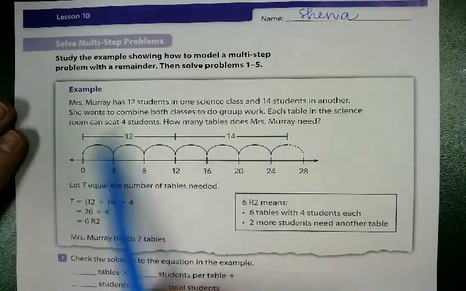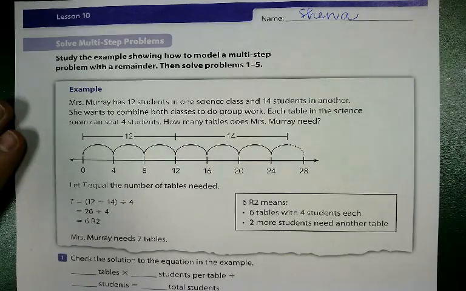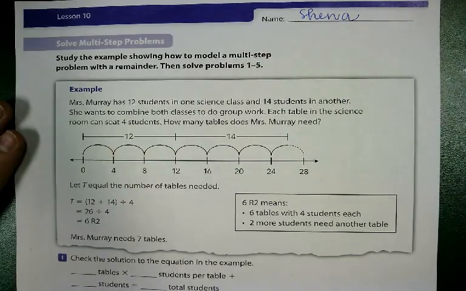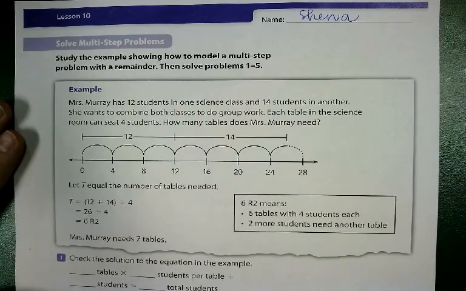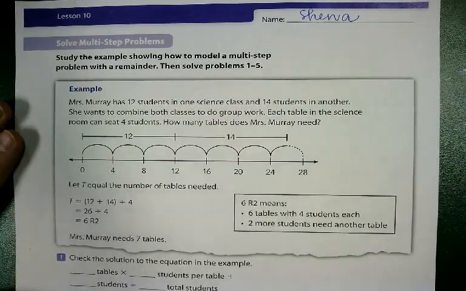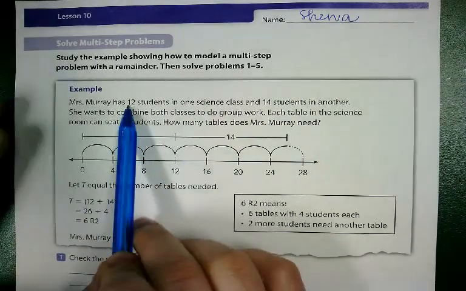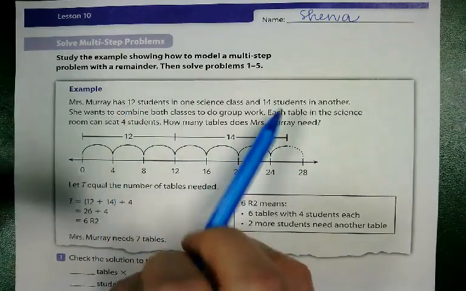Our example is that Mrs. Murray has 12 students in one science class and 14 students in another. She wants to combine both classes to do group work. Each table in the science room can seat 4 students. How many tables does Mrs. Murray need? So think of this like Mr. B. Instead of 12, you guys have 18 and 17 students.